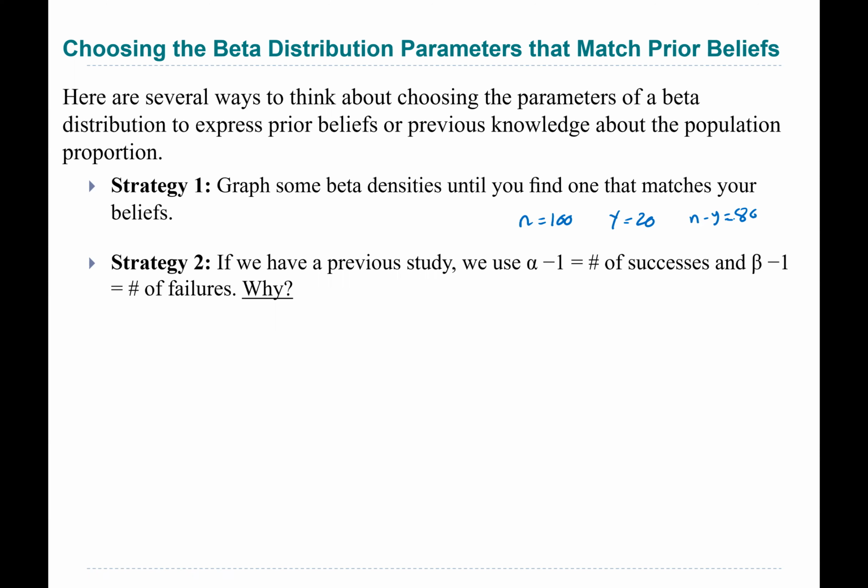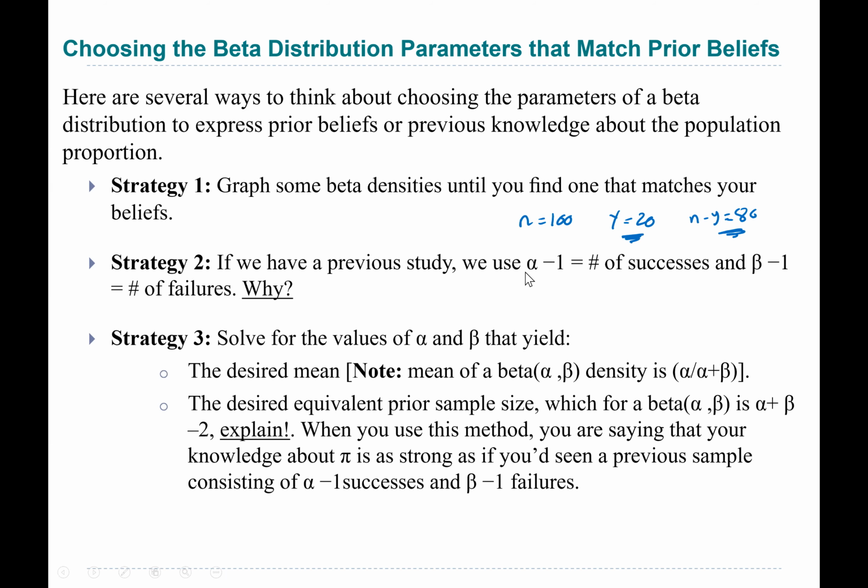So now I can use this information to make a conjugate prior by selecting alpha equal to 21, because alpha minus 1 equals 20, and beta equal to 81. So this is how I use a previous study to make a prior distribution. Now I can use a beta distribution that has information equivalent to a sample of 100, where the number of successes is 20 and the number of failures is 80. This is how to use a previous study to make a conjugate prior.